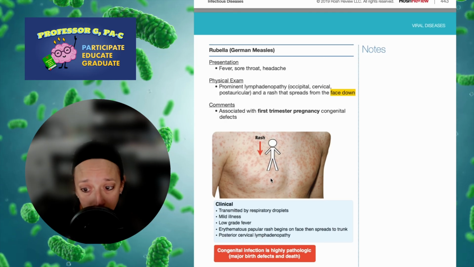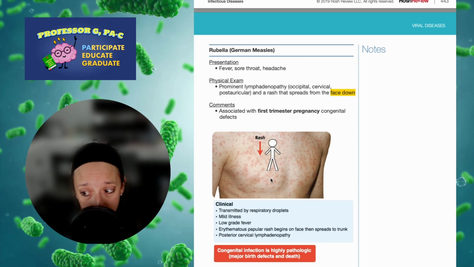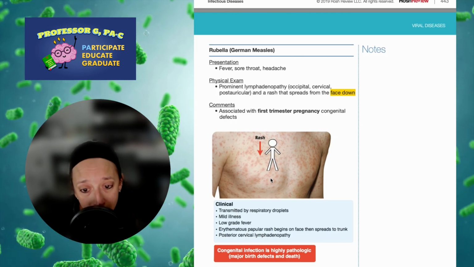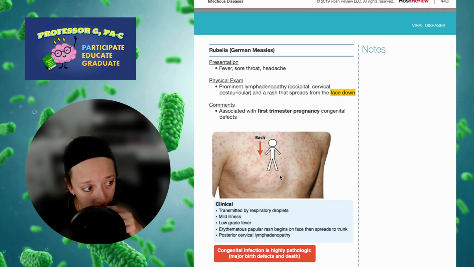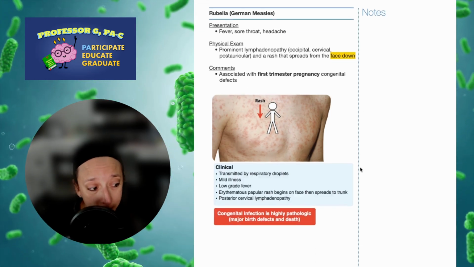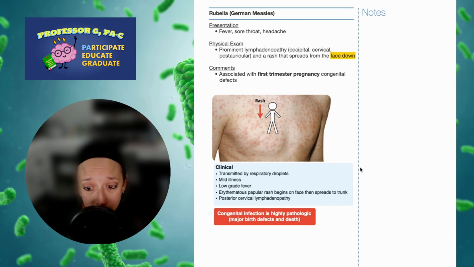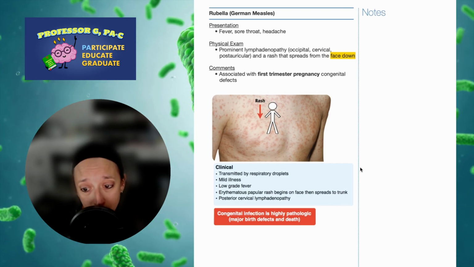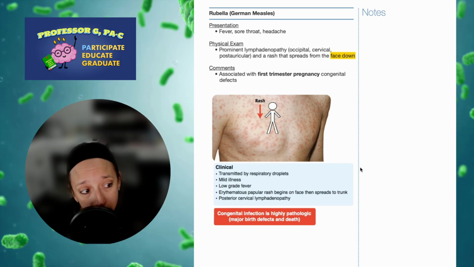Complications are the congenital rubella syndrome, which causes sensorineural deafness, cataracts, and cardiac defects. You've got to be really careful with this, especially with first trimester pregnancies. And a Pro PA tip: if you see posterior auricular nodes and a pink rash, you want to think rubella.